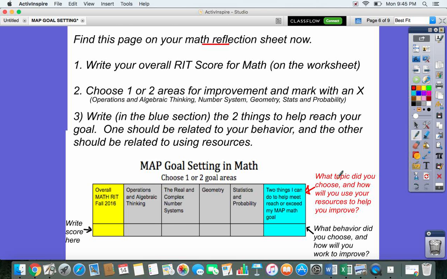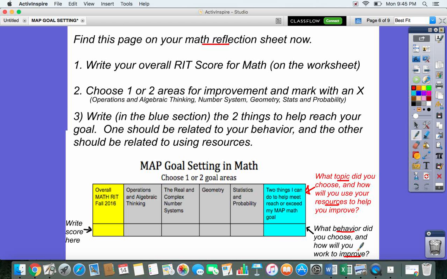So your first goal is going to be the topic that you chose and how you'll use resources to improve. And you're going to write that in this blue section. And the second thing you're going to write in that blue section is, what behavior did you choose to improve upon and how will you improve it? All right. So that's what you guys are going to be doing now.